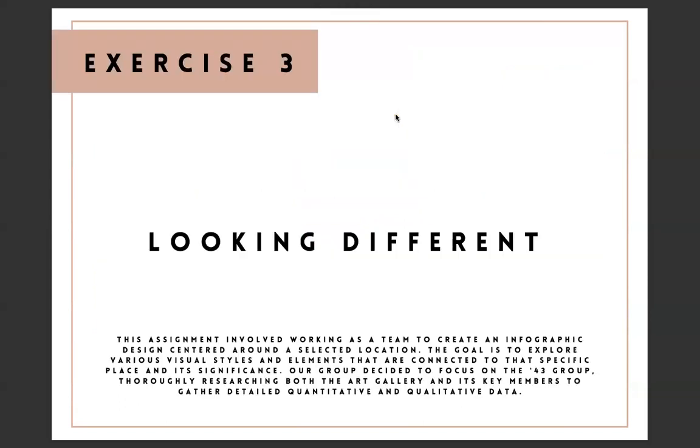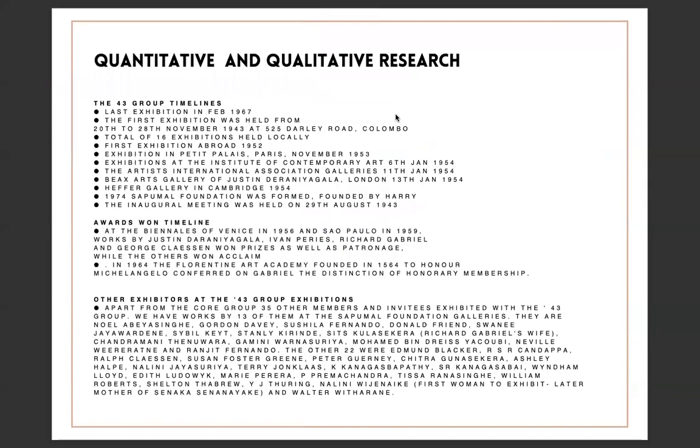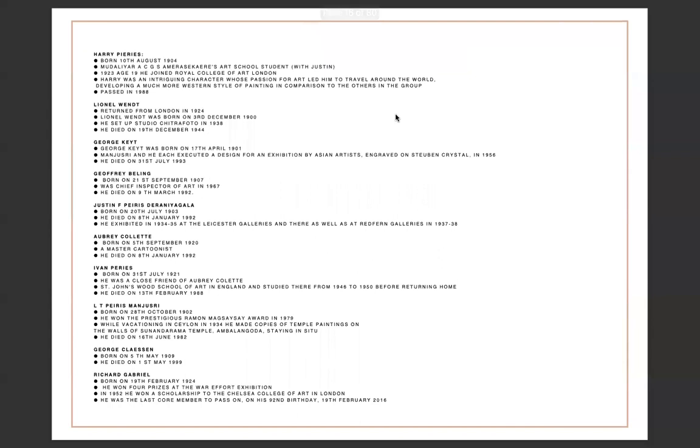Exercise 3 was Looking Differently, where we were asked to make an infographic design with a team of a selected location of our choice. We chose the 43 Group of the Savama Foundation. The first approach for this brief was to find quantitative and qualitative data as much as possible. So I listed down the main events that occurred within the 43 Group and timelines, and listed down the main members of the group, the paintings, and their contribution to the group.